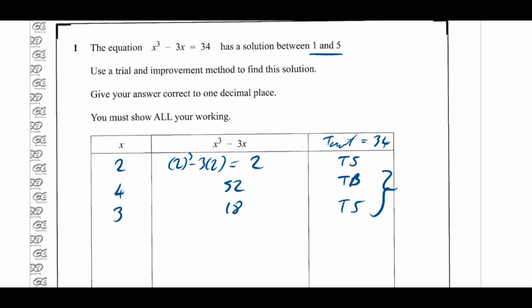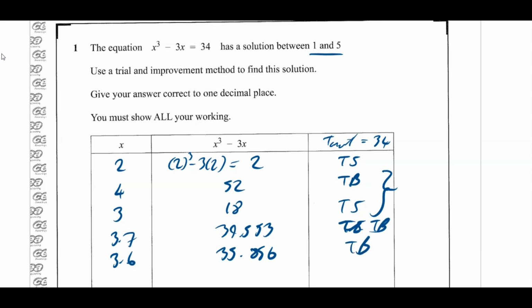So I'm going to try 3.7. I'll change my 3 to 3.7, and when I do that, I get 39.553, which is actually too big. I'm going to try 3.6. So again, delete that 3.7, change that to 3.6, and that gives me 35.856. That's still too big.